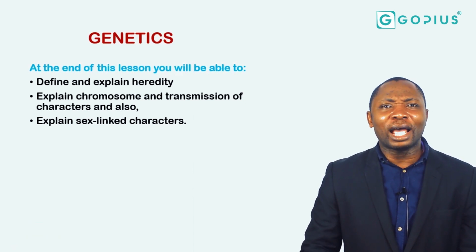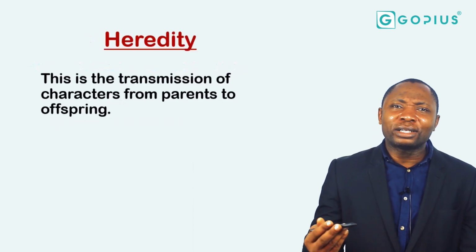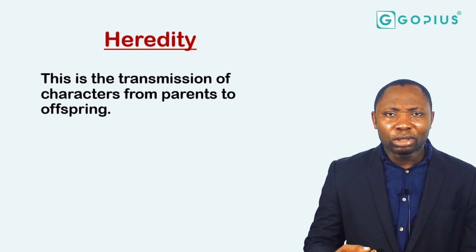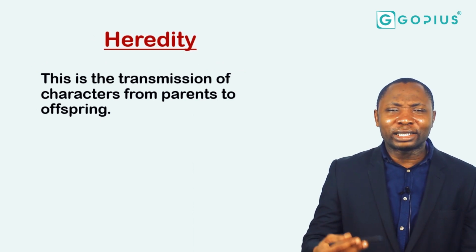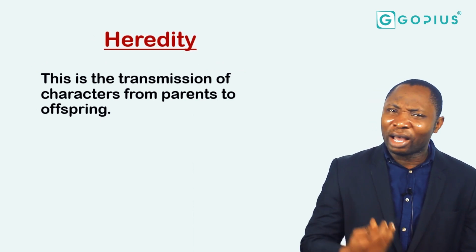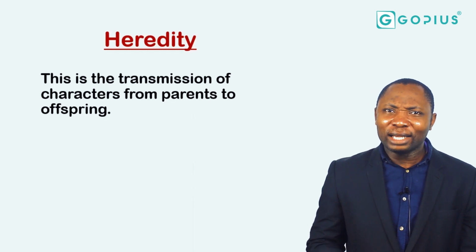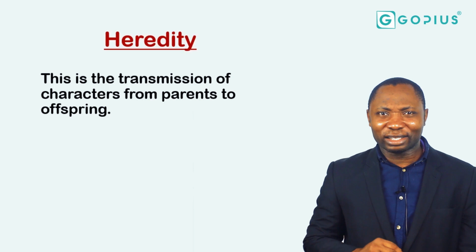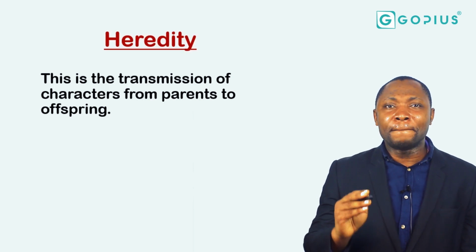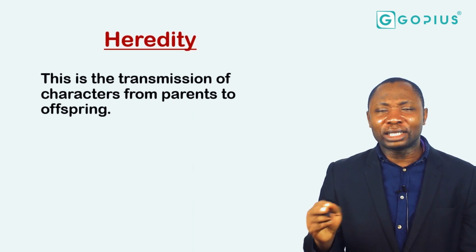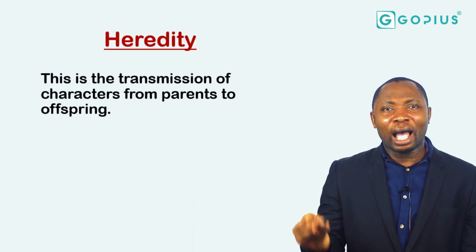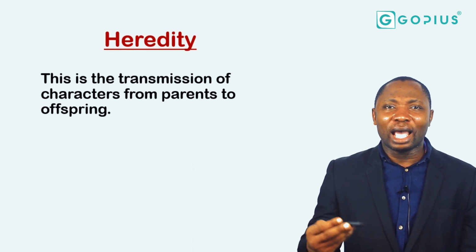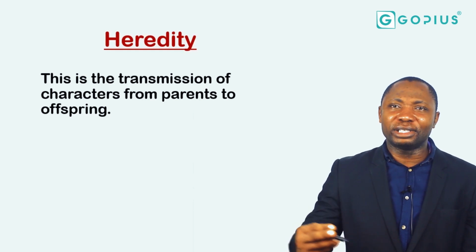Now you'll be wondering and asking questions. How are characters transmitted from your parents to you? If your dad has an oblong head, how come you also have an oblong head? If your dad has the characteristics of intelligence, how come you also have the characteristics of intelligence? If your mom has certain characteristics that you have, how did you get those characteristics? That is basically what we're looking at, and that's under the study known as heredity.